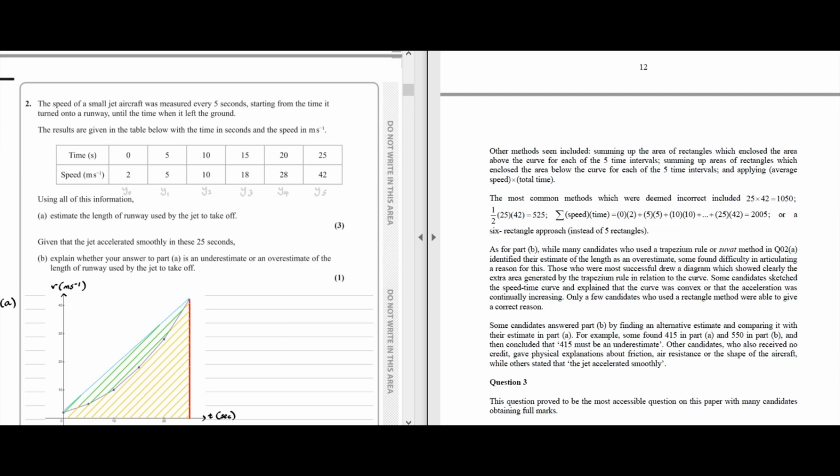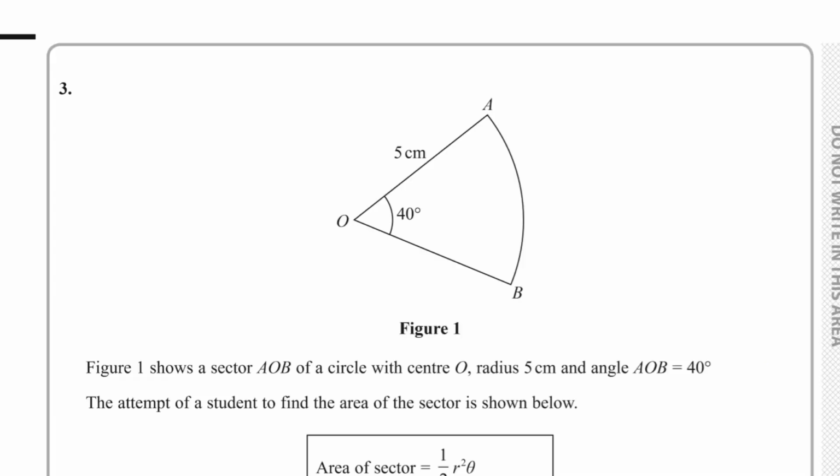There were others who included that they found the 415 in Part A and 550 in Part B, and then concluded that they had an underestimate. Other candidates who also received no credit gave physical explanations about friction, air resistance, or the shape of the aircraft, while others stated the jet accelerated smoothly. Not a very difficult question, but made more difficult than it needed to be. It's only worth 1 mark as well, so don't put in more work than needed.